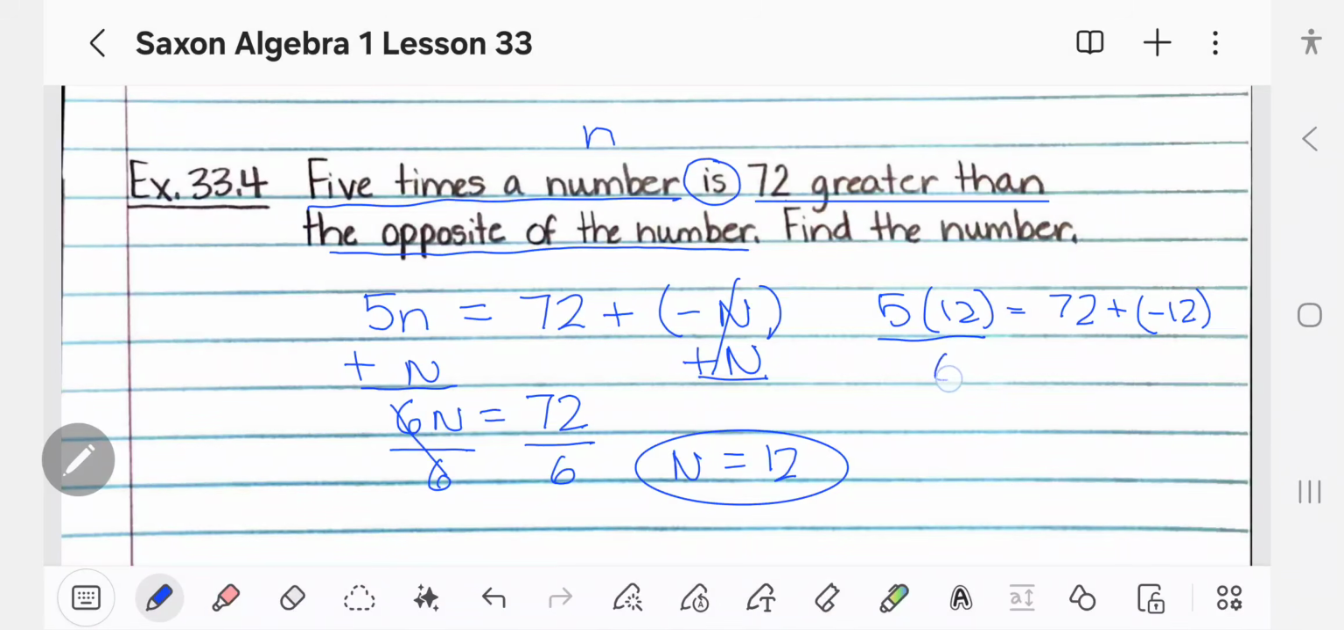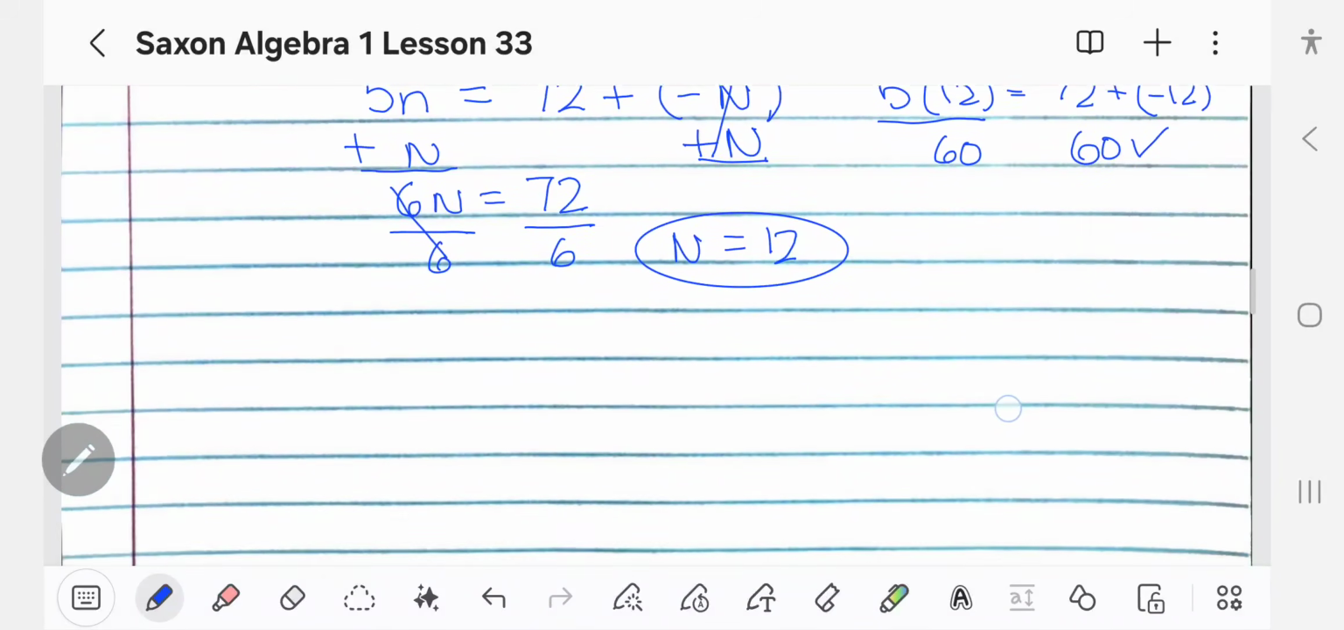So 5 times 12 is 60, and then 72 plus the opposite of the number, which would be negative 12, would add up to 60. So that's right.